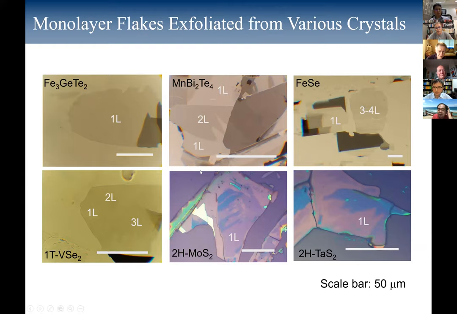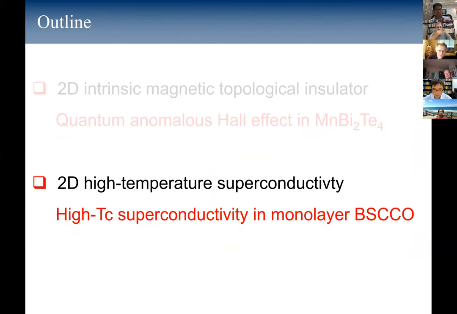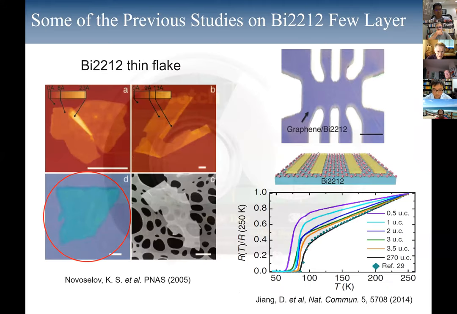Bruce Gorlin has a question. Bruce? Yes, thank you. Very interesting talk. I've got what I think is a simple question. Given the surface sensitivity of the STM measurements, you're comparing monolayer Bi2212 to the surface layer of a bulk sample. How do you know that what you're comparing to, the surface layer of a bulk sample, is the same as the actual bulk?